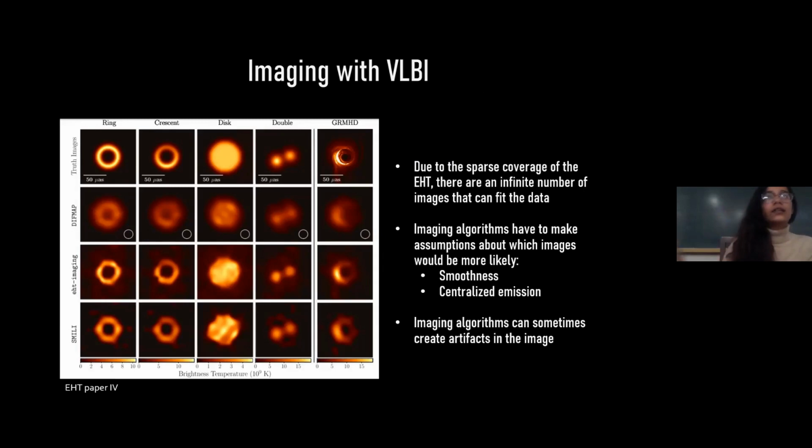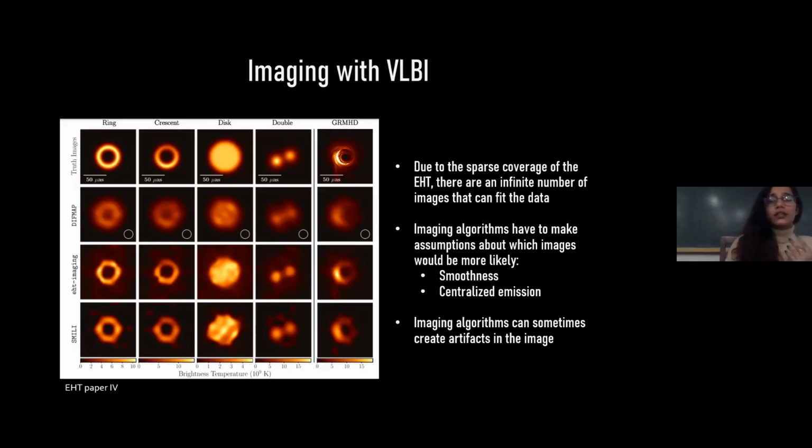And we have multiple algorithms to try and do that. Because of the sparse coverage, there are an infinite number of images that can actually fit this data. So multiple images have a Fourier transform that looks like the data that we have. So how do we pick from all of these images what is the image of our source?